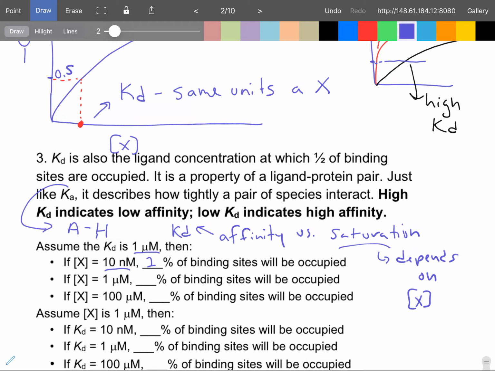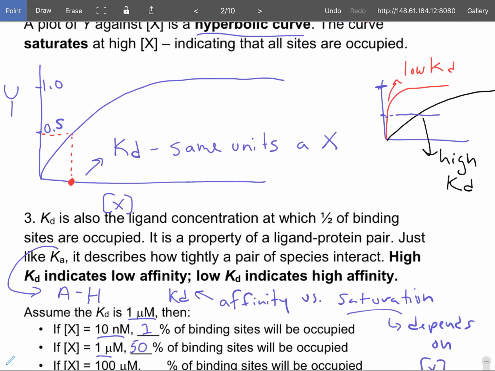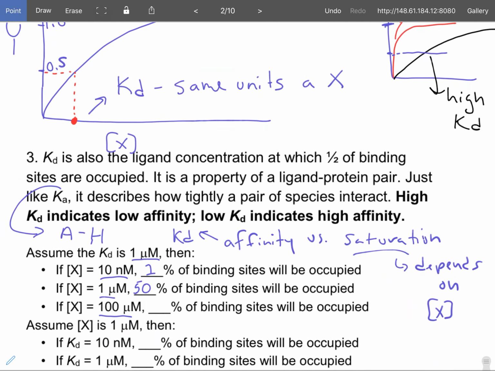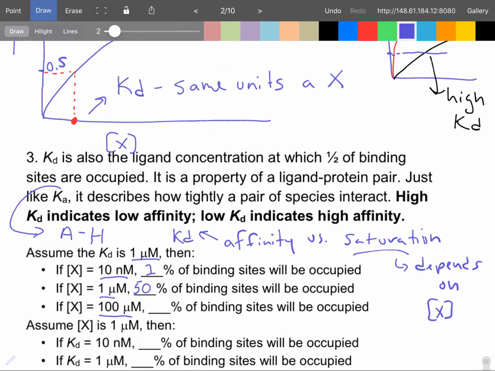Now if the ligand concentration is 1 micromolar, well, that's equal to the KD, and by definition, that is the 50%. That's what KD is. And now if the ligand concentration exceeds the KD value by quite a bit, well, now on this plot we're somewhere out over here, right? We are where it has become saturated, and we then expect that a lot of the binding sites will be occupied, and in fact it's 99% in this case.